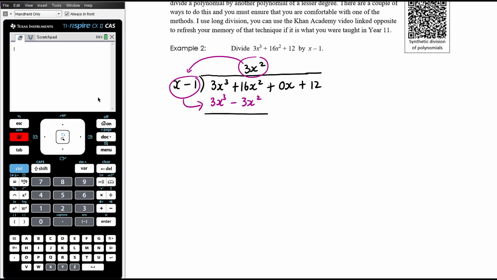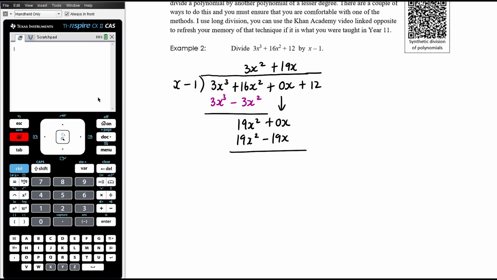So 16x squared minus 3x squared, so that's going to be 19x squared. Then we bring down our next term, plus 0x, and we repeat the process. What would I have to multiply x by to get 19x squared? So that would be 19x. I take the 19x and I multiply it by x minus 1, so we get 19x squared minus 19x, and then we subtract. So as I said, you should see again that the x squared terms now cancel out. That's how we designed it.